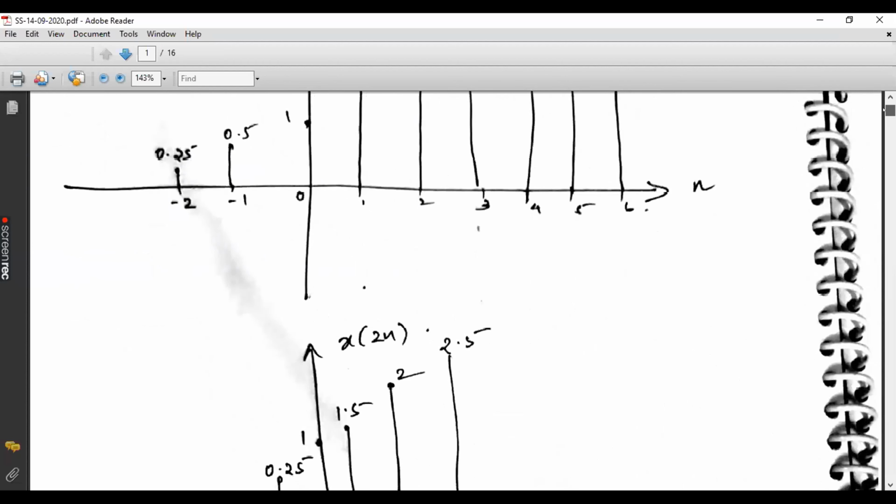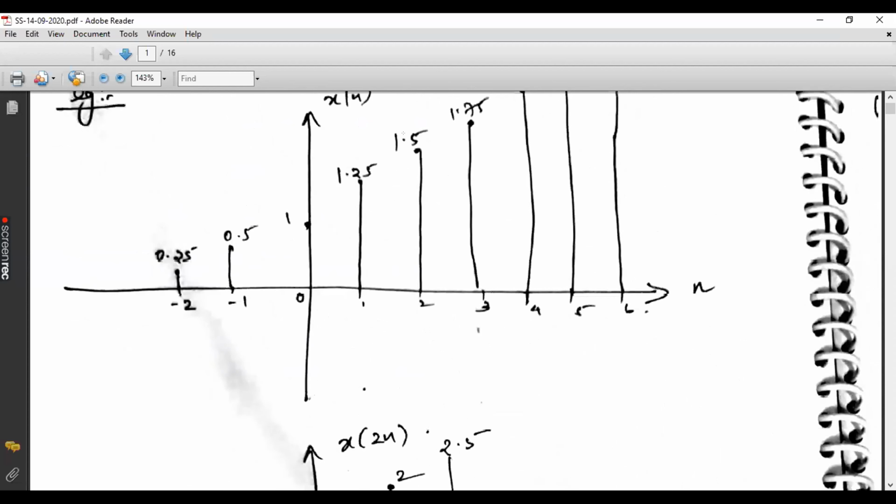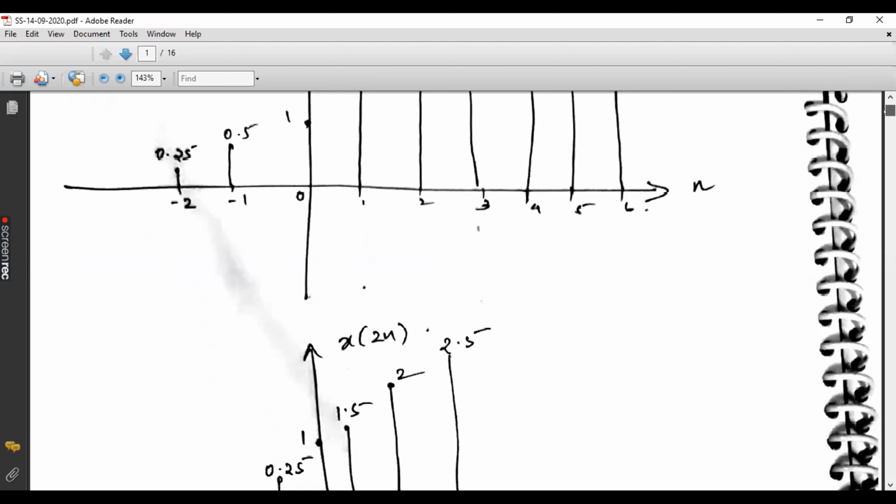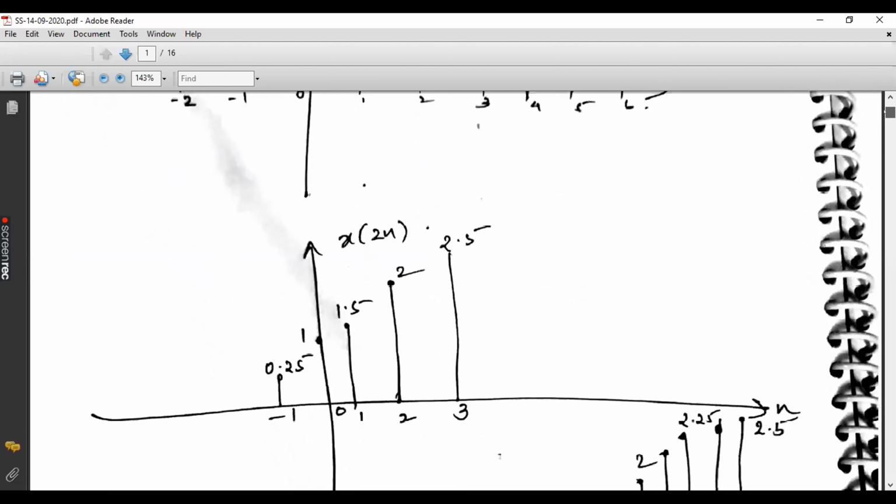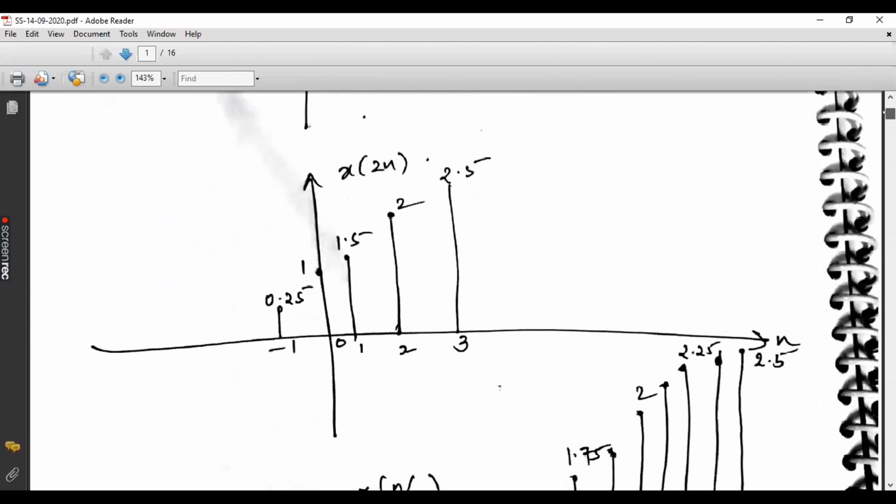The remaining samples we will discard, because 1 will become half, 3 will become 3 by 2, which is a decimal, and 5 will become 5 by 2, that's 2.5. So those decimal values we will discard. We will keep only the integer values while drawing the time scaled version. So this is nothing but the compressed signal. We have compressed the given signal by half. Is this clear for you?